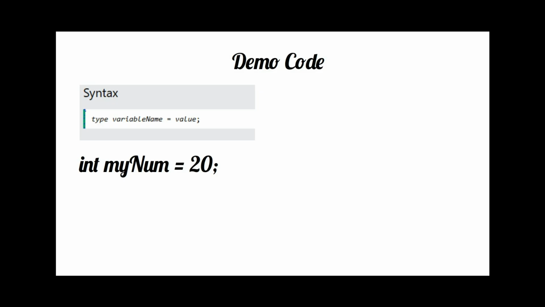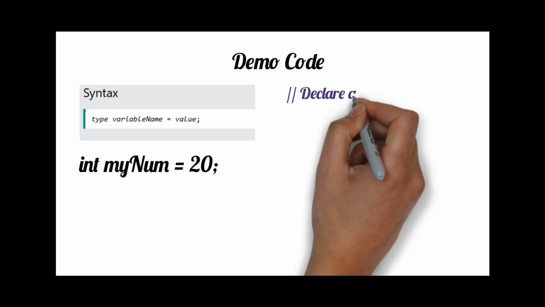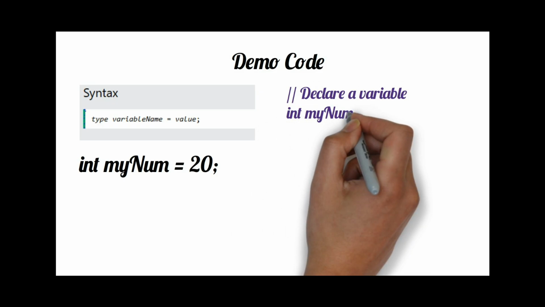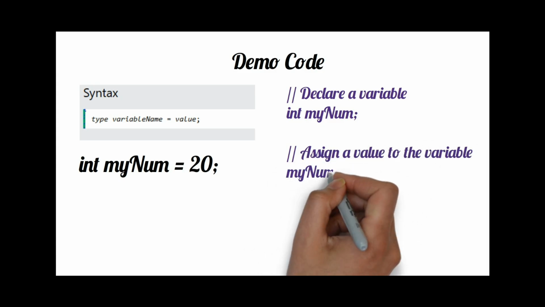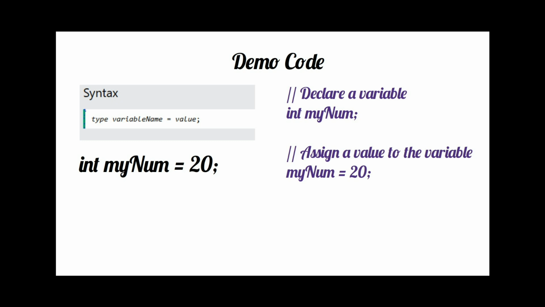Now there is one more way of declaring a variable. First I am writing the data type of it, that is int, space, variable name, and closing the semicolon. Now I have just declared the variable. I have not assigned any value to it. Again, how to assign the value to it? Use that variable name, that is my num equal to 20 and close the semicolon.